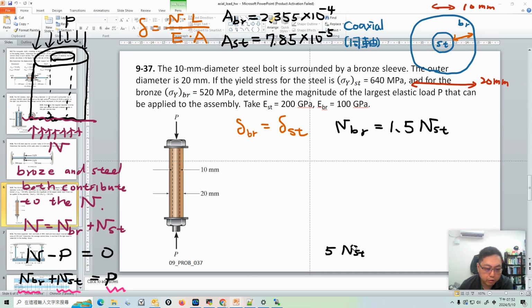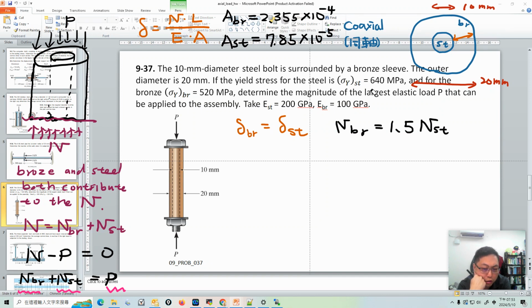So what's next? Okay, next we have to discuss this problem. It gives the yield stress of the steel part as 640 megapascal, and for the bronze part, the yield stress is 520 megapascal. In the previous lecture, I already told you the yield stress is a kind of limit, the elastic limit for the material.